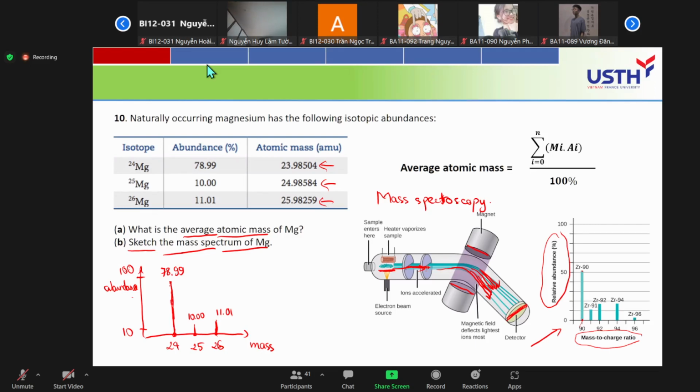You may feel confused by the words mass to charge. Please follow the course of mass spectroscopy or some course on equipment characterization of materials if you want to know. This one is easy, but I don't have time to explain why it becomes mass to charge.